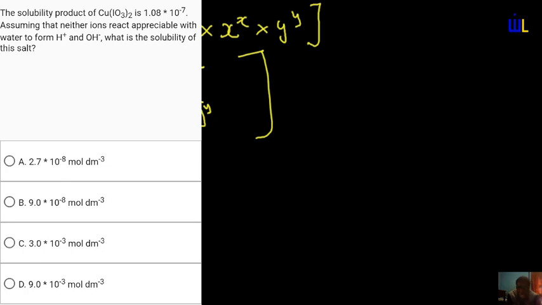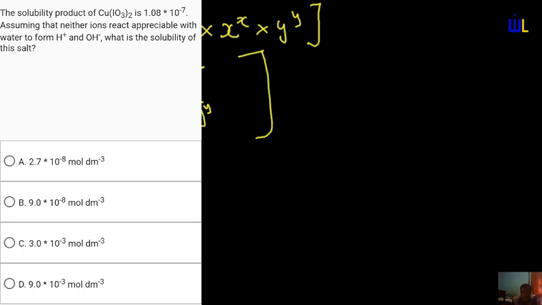Okay, now having said this, let's look at the question. The solubility product of Cu(IO3)2, that's copper(II) iodate salt, is 1.0 times 10 to the power minus 7. The question now says, assuming that neither ion reacts appreciably with water to form hydrogen ion and hydroxyl ion, so the implication is that there is not going to be an interaction, what is the solubility of the salt? Now, you are given the solubility product and you are asked to find the solubility.